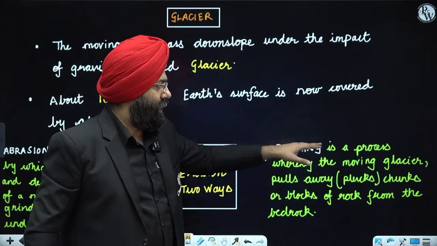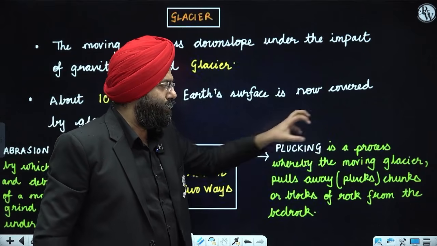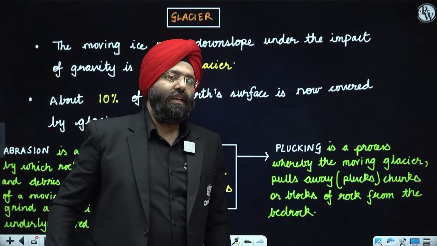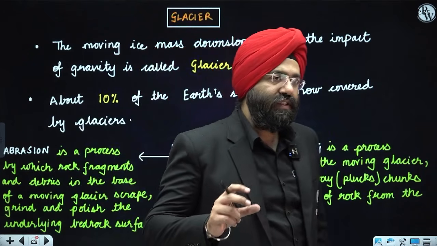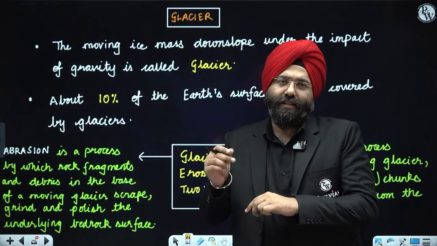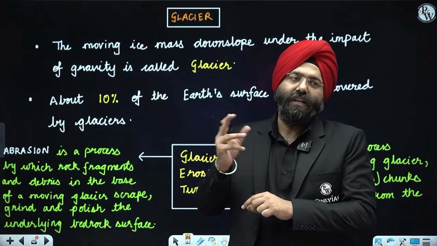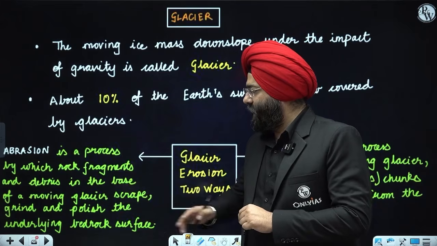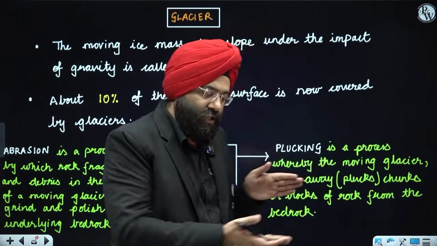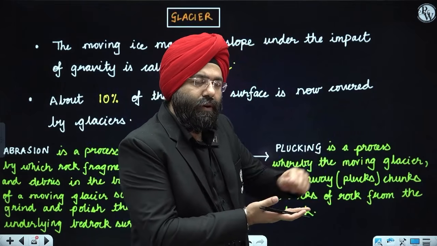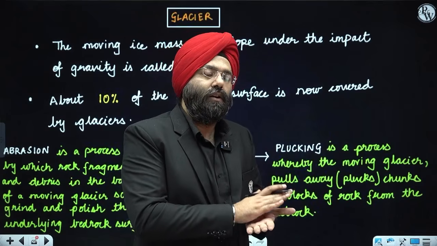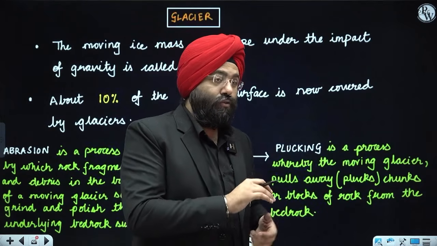Now see, plucking. Plucking is a process whereby the moving glacier pulls away chunks of blocks and fragments from the bedrock. See, abrasion is associated more with polishing and grinding. Obviously, there are certain elements of removal also, but they majorly focus on the concept of grinding and polishing. Plucking as a process means that while the glacier is moving downslope, it is going to pick up a lot of material from the rock surfaces or debris from the underlying ground surface. This is known as plucking.